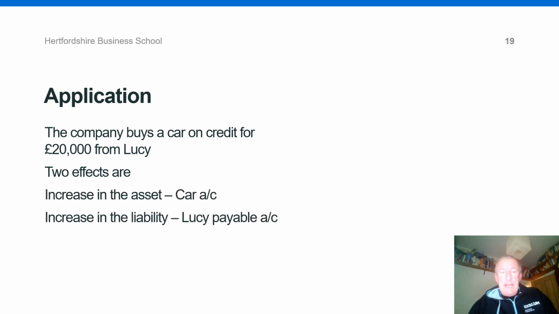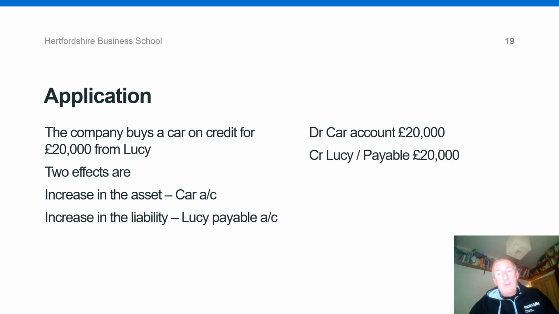An asset is going up and a liability is going up. And we call the asset a car, motor car, I don't care what you call it. It's describing the transaction. And we have a payable. We may as well call it Lucy. That's the person we owe the money to. What we're doing is we are debiting the asset. The asset goes up, so it's a debit. And the liability goes up, so it's a credit.